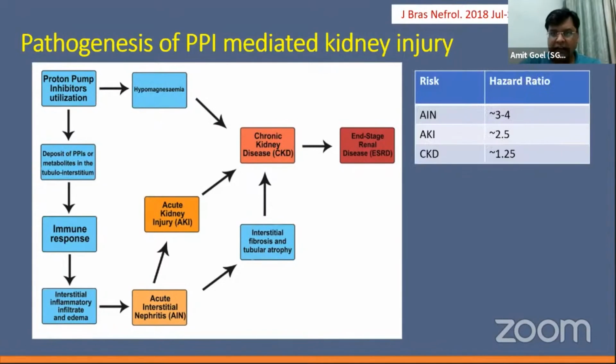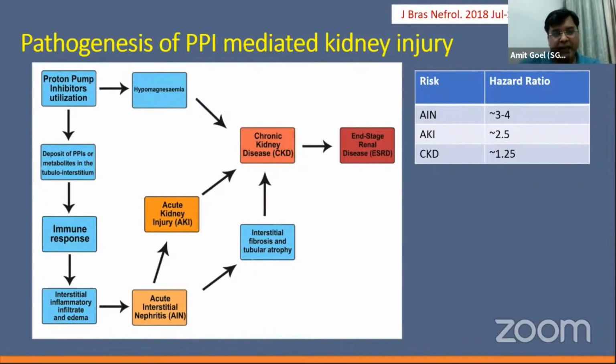Just in one slide, I would like to summarize all the data which I have shown till now. That the risk of acute interstitial nephritis is 3 to 4 times hazard ratio. Acute kidney injury is 2 to 2.5, and chronic kidney disease is 1.25. This gradient is also supporting that probably the first pathology is AIN, which gradually increases in a small proportion, worsens and progresses to chronic kidney disease and end-stage renal disease.